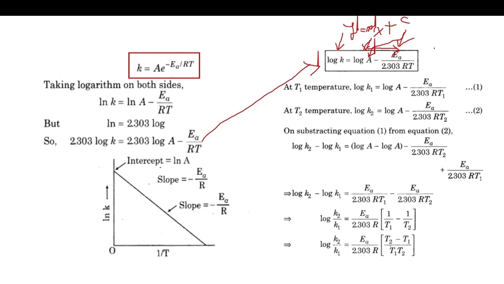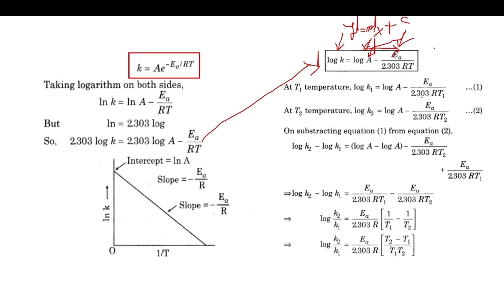Okay, and if you plot ln k with 1 by T, that is y with x, that is 1 by T, you will get a slope, and the slope value, that is the m, is minus Ea by 2.303 R. And if you have ln, it is only minus Ea by R. So from here you can actually calculate the activation energy.